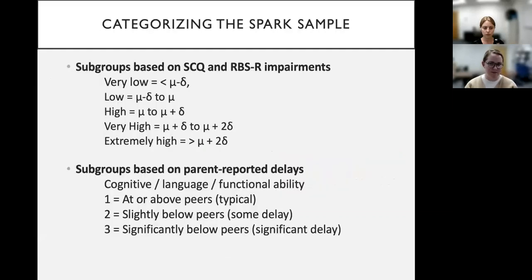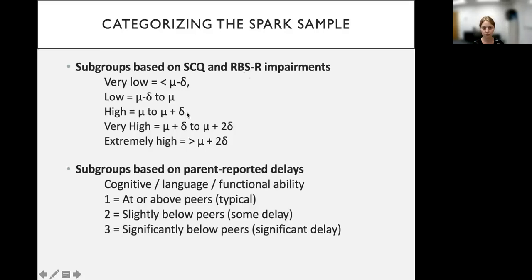So the next thing I did is categorize the data of this whole SPARK sample. So as I said, they collect a variety of parent questionnaire data. And so all of these families had a social communication questionnaire completed and a repetitive behavior scale revised completed. And so based on their individual score, they were categorized into very low, low, high, very high, and extremely high categories for social communication impairment or repetitive behaviors severity. And so this was just based off of these ranges using standard deviations and means of the entire population.